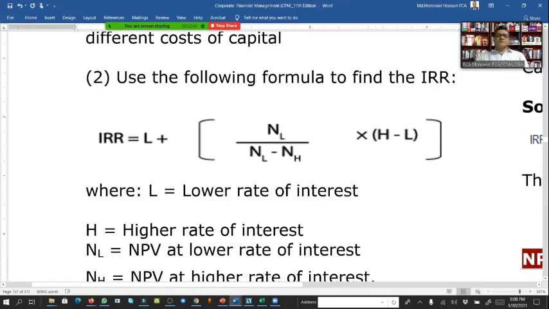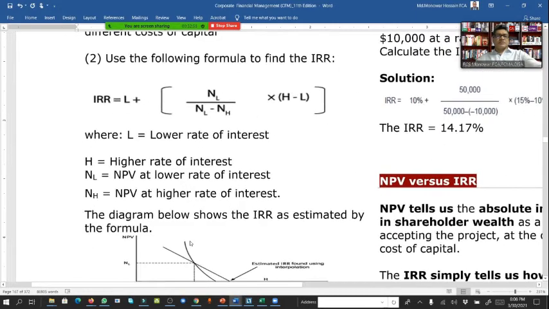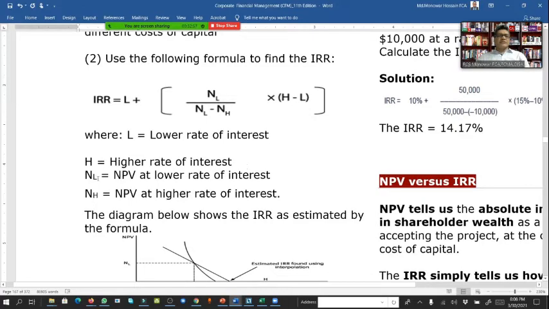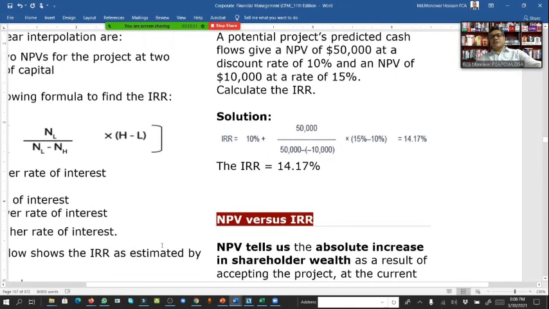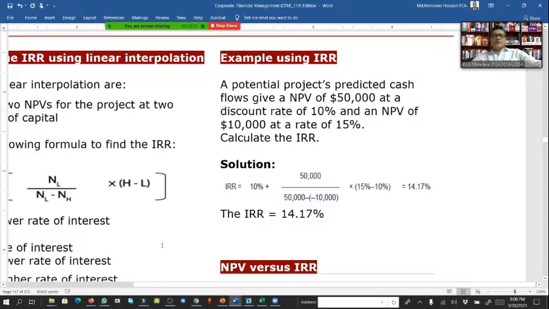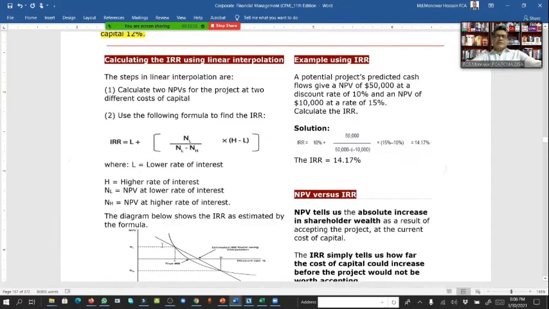Here is the formula that we just applied for IRR. L is the lower rate of interest, H is the higher rate of interest, and NL is the NPV at the lower rate. So this is the way we can calculate IRR.